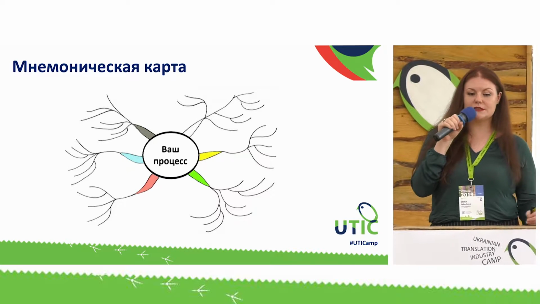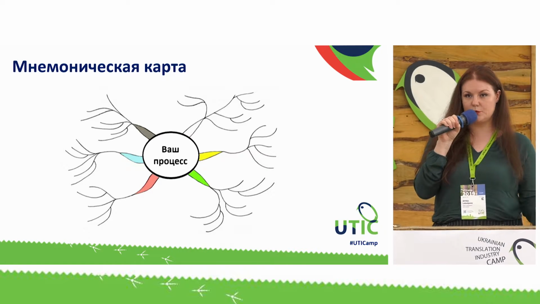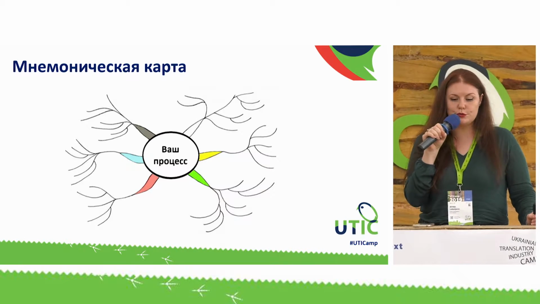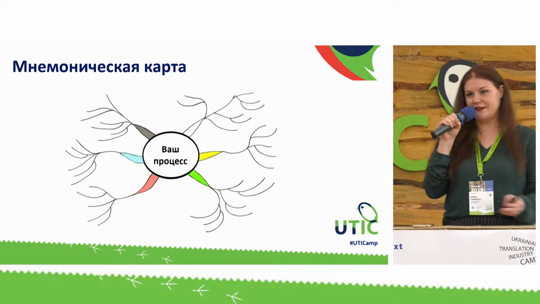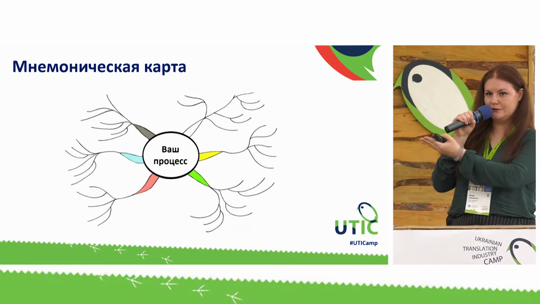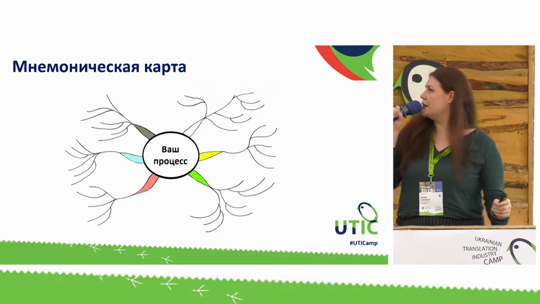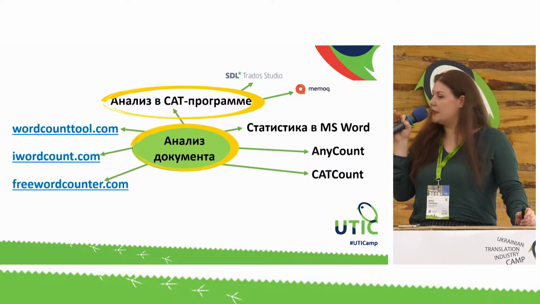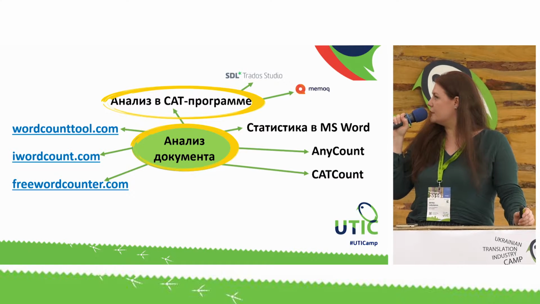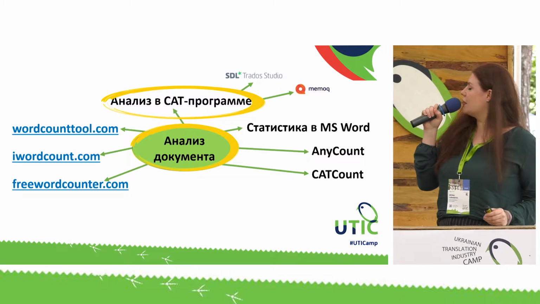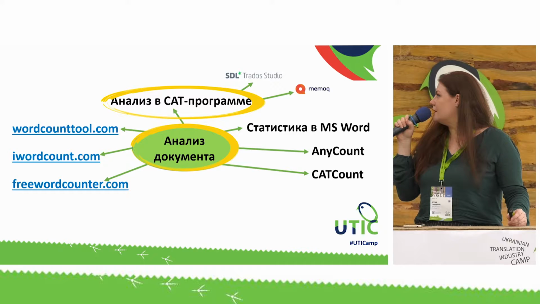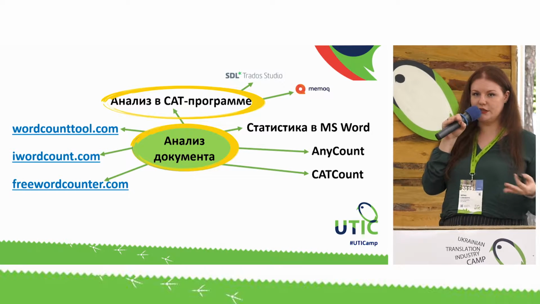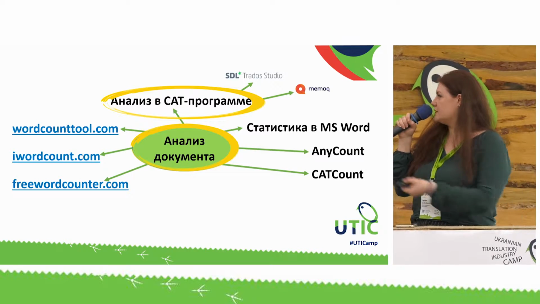In order to begin describing the processes and selecting tools for your work, for instance for the processing of files and for automating processes, I recommend that you use mnemonic maps. They look basically like a tree-like structure. In the center you place the name of the process. I'll give you an example. In the middle you have one of the processes, like document analysis, and then every branch of this tree stands for some tool. In this case, these are the tools enabling counting the number of words in the text or document.